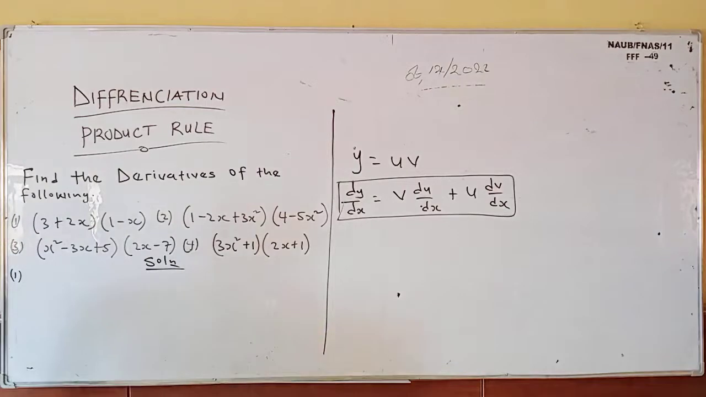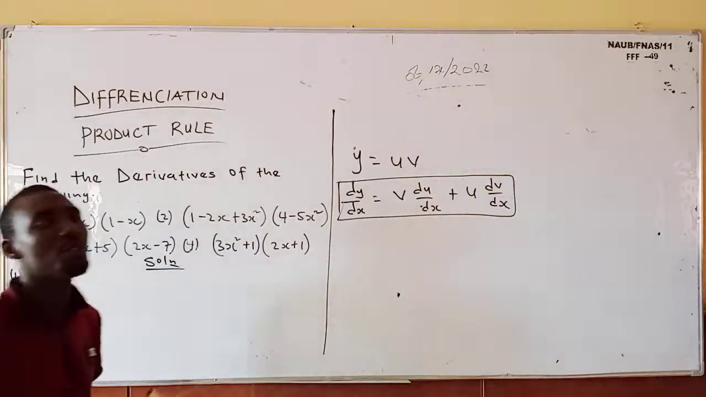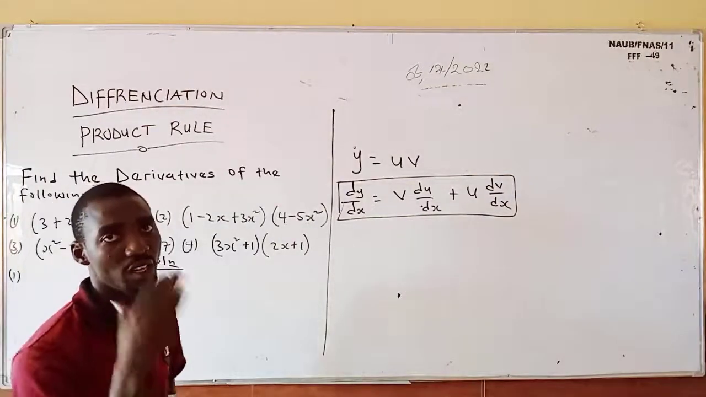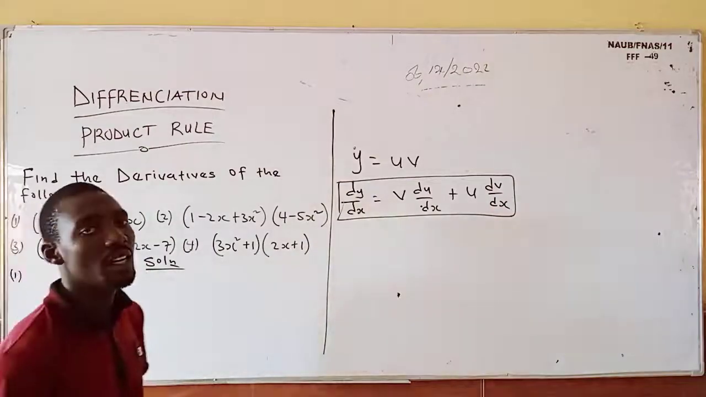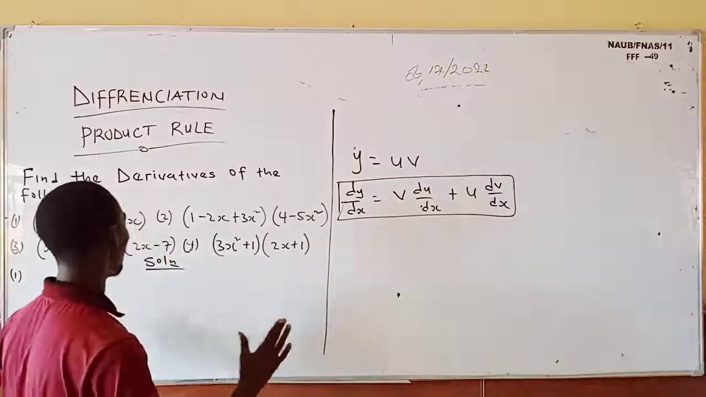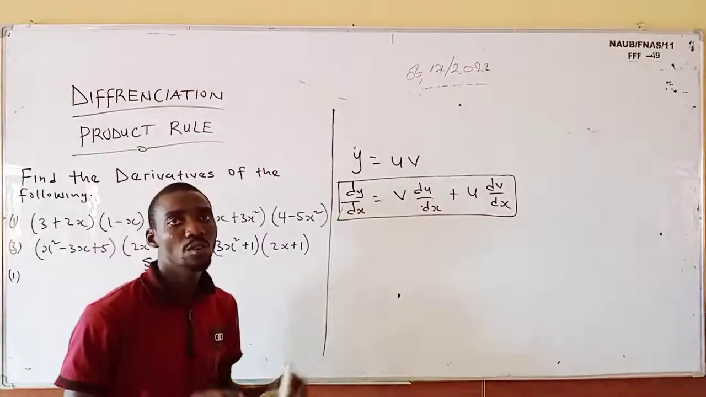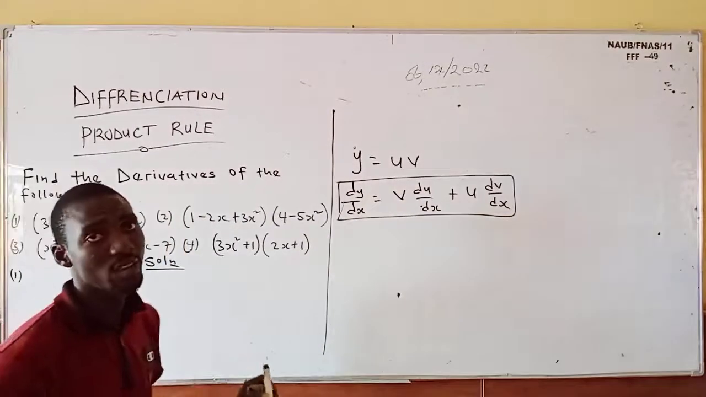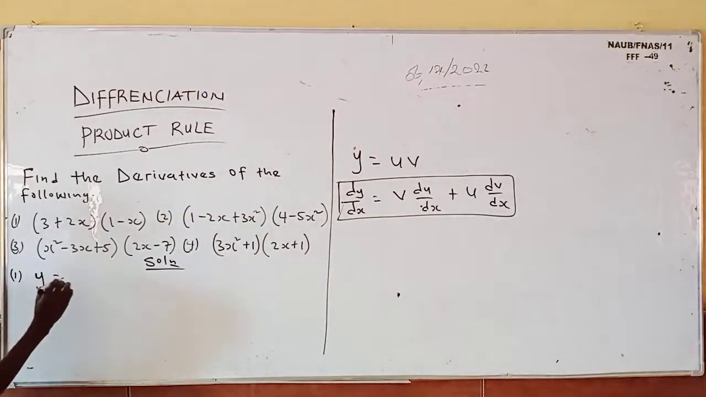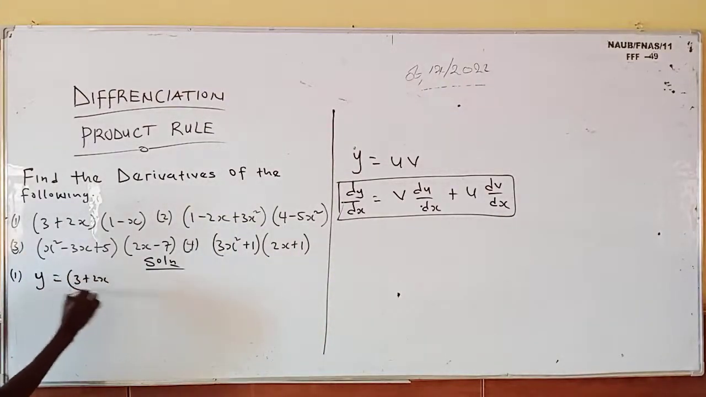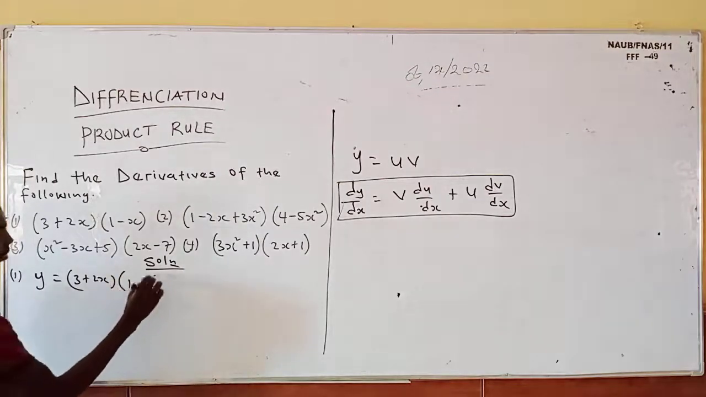Question number 1 is, let's say, find the derivatives of the following. Question number 1 is y equals (3 plus 2s) into (1 minus s). If you have been following our previous video on the chain rule, I told you the first thing you are going to do is to equate all your questions to y. So the first thing I'm going to do here is say y equals 3 plus 2s into 1 minus s.